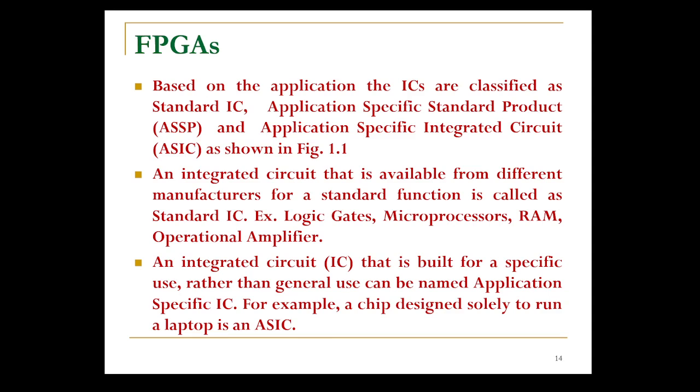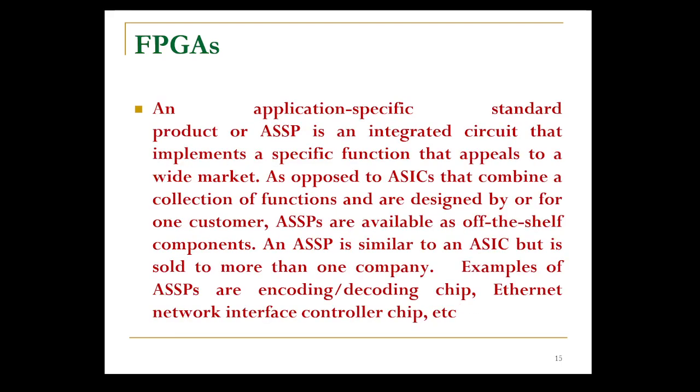An IC which is available from different manufacturers for a standard function is called a standard IC. Example, microprocessor, RAM. An IC for a specific use we call an ASIC, application specific IC. Example, laptop. An application specific standard product, ASSP, is for implementing a specific function that appeals to a wide market. The example, encoding, decoding chip, Ethernet.